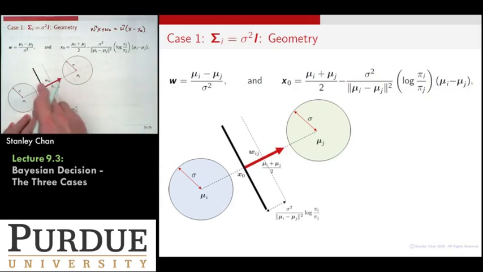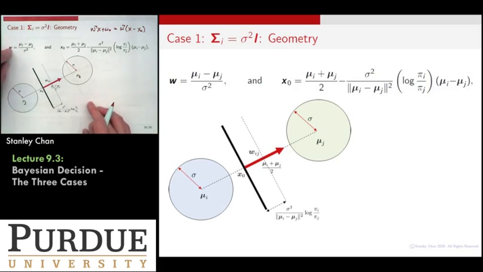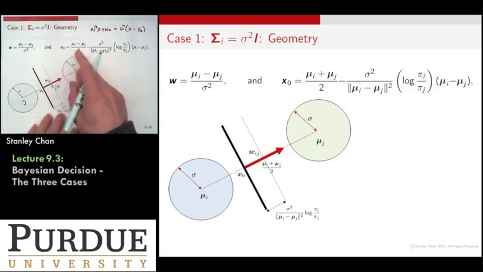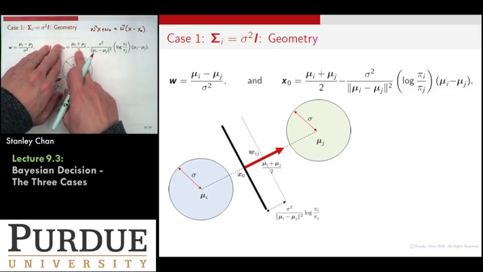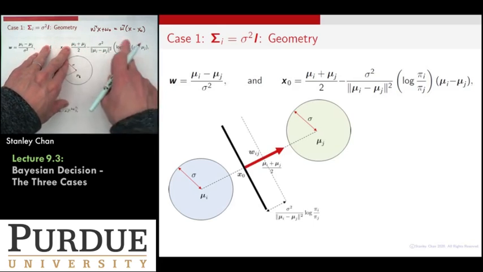First of all, the normal vector, as we have discussed, will be a direction pointing from mu i to mu j. It should be mu j to mu i. Okay, so it should be like this. And that would be w. Now this x0, let's look at the term here. The x0 would be the sum of mu i plus mu j divided by 2 and some other terms.